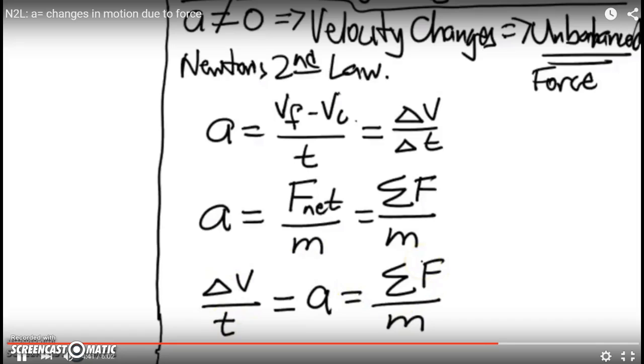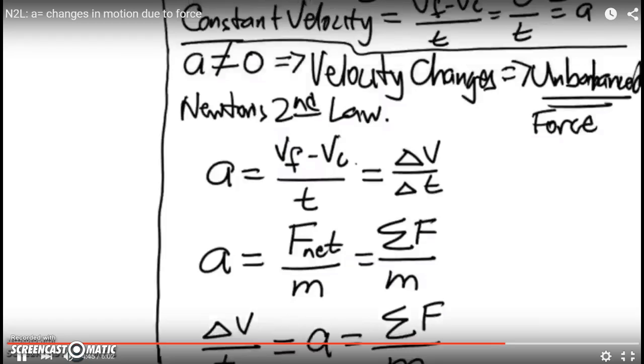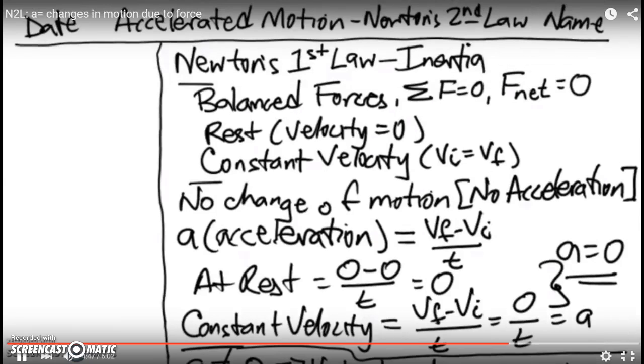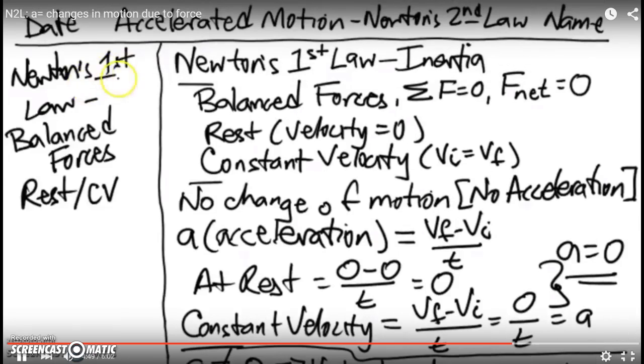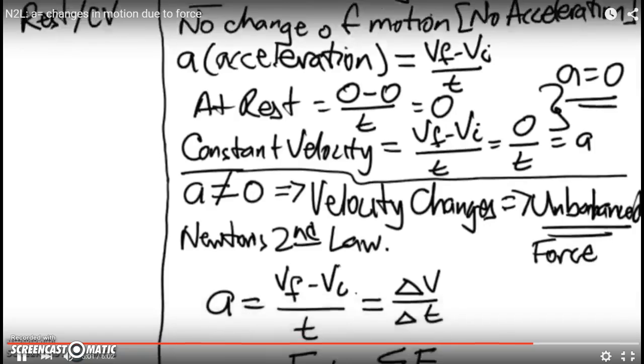In good Cornell note fashion, let's head back up to the top of the paper, and we can put some bullet points on this. The first part covered Newton's first law, balanced forces, and when those apply: when we're at rest or we have a constant velocity. Let's scroll on down just a little bit here.